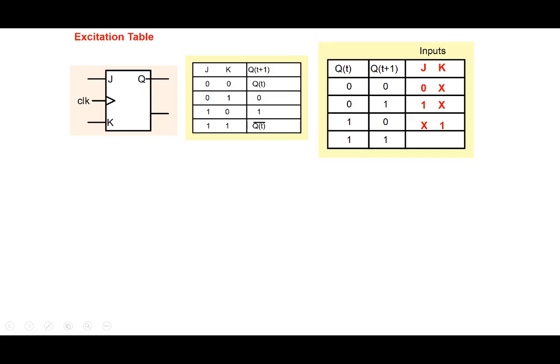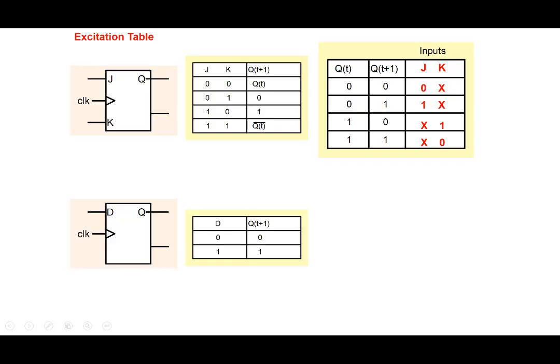And 1 to 0 is the opposite, so K is equal to 1 here. And 1 to 1 means you apply don't care for J and 0 for K. So this is the excitation table of the JK flip-flop.